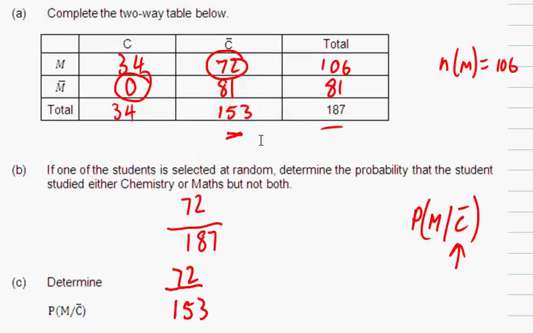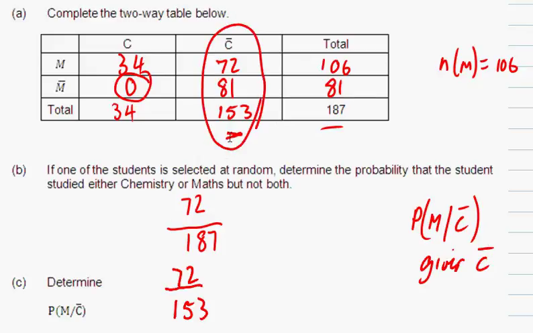Okay, so let's go through that one again as well. So this given not chemistry means that you're looking at not chemistries, the total is 153. So instead of it being out of the total number of the whole group, it's only out of the total of the not chemistries, which was 153. How many of them did maths? Well, the maths group was 72. Right, hopefully that helps you with that sort of probability using two-way tables.